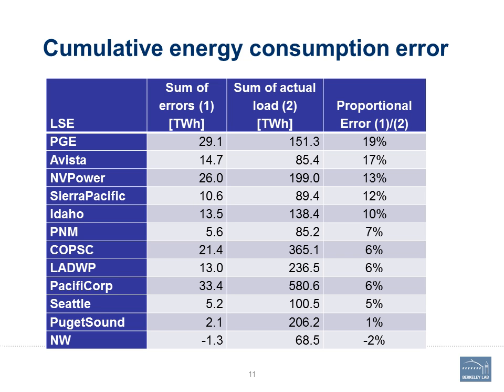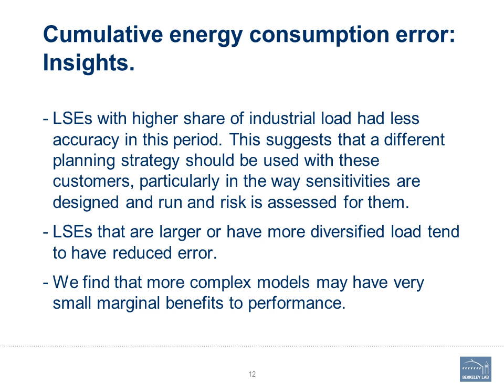Now, there are a couple of reasons that we explored to understand what's going on in here. We did find that the load-serving entities with a higher share of industrial load had less accuracy, and we believe that this is because industrial load is very elastic, particularly to economic growth and economic performance. So the load-serving entities that have a higher share of industrial customers do tend to have a harder time to predict the load for their customers.